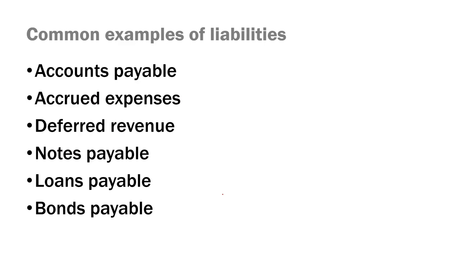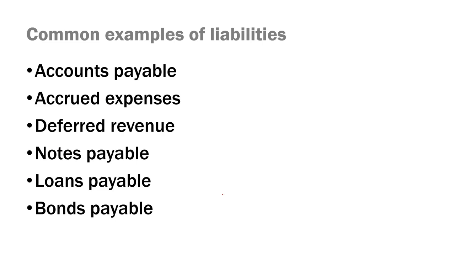Third one is deferred revenue. This is a liability that is incurred because a customer has paid cash to the organization, but the organization has not yet provided the product or the service that the customer was paying for. And in fact, once it satisfies that obligation and provides the product or service, it will be able to take the liability off the books and record it as revenue.